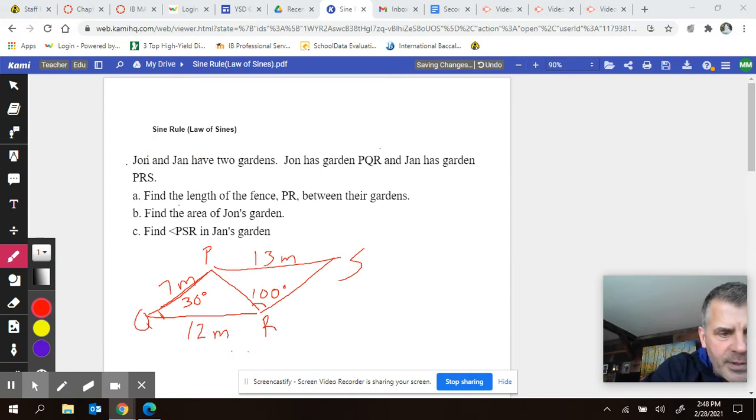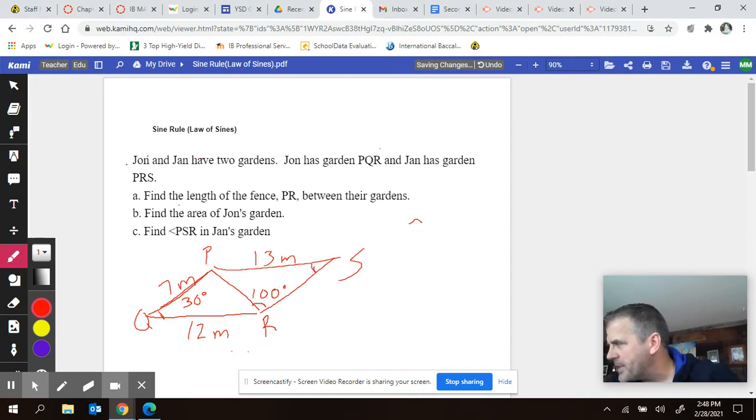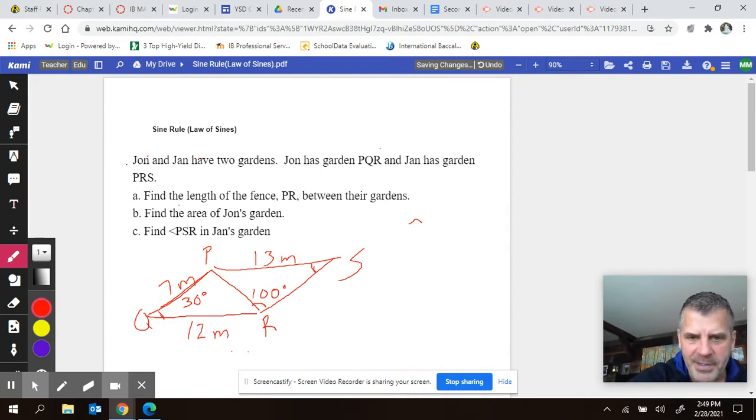By the way, there's a little notation that they use in the textbook, a little caret symbol up above PSR. I believe that is another way of writing angle PSR. So that's a new one for me. That's the same thing as angle PSR.